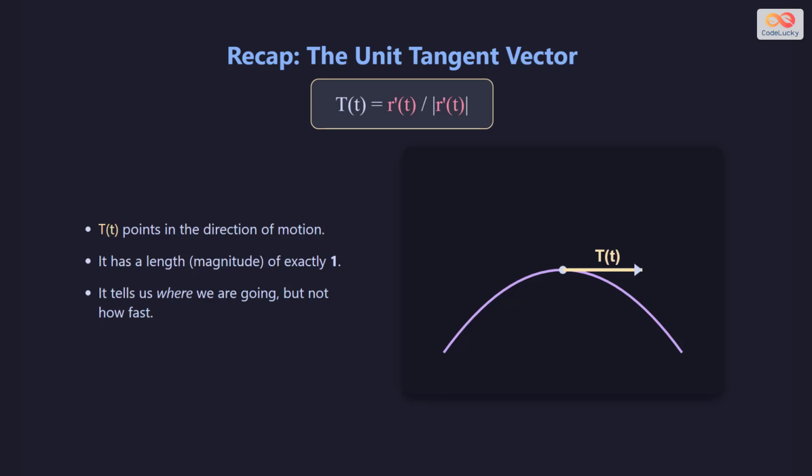Recall that we already have a tool to describe the direction of motion. The unit tangent vector, denoted as capital T of t. This vector is found by taking the derivative of the position vector and dividing it by its own length. It always has a length of 1, and it points exactly where we are going at that instant.